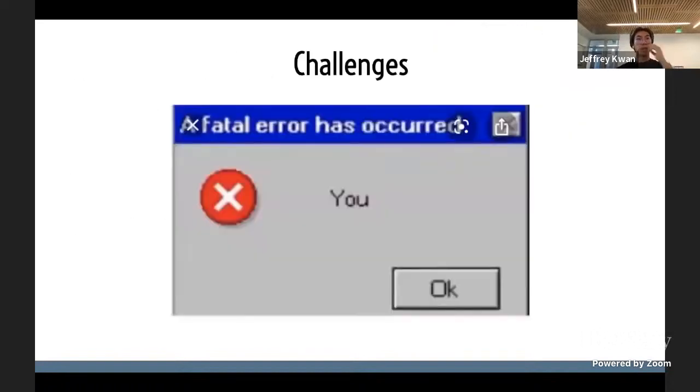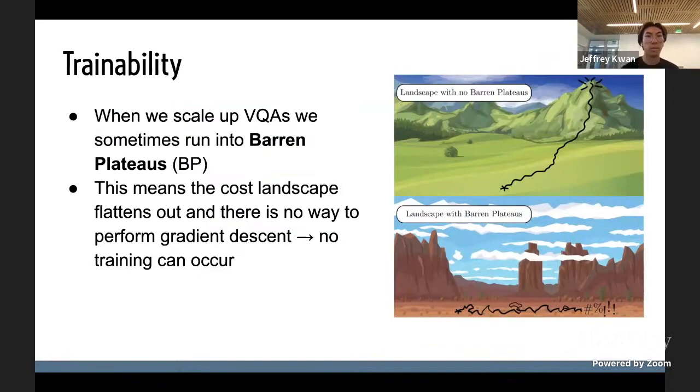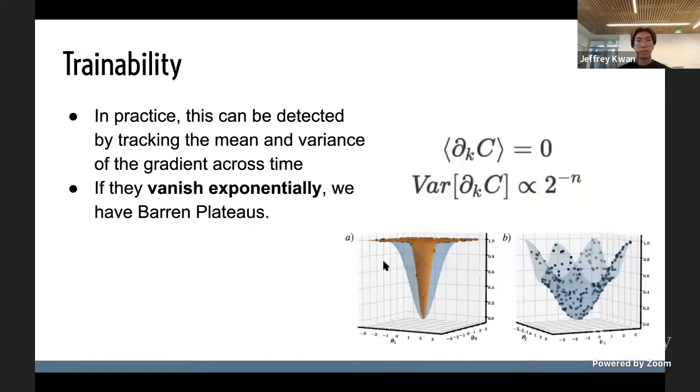So one other challenge I want to mention is something called barren plateaus. This kind of thing happens when you scale up VQAs. You run into a problem where the cost landscape flattens out and you can't perform any gradient descent, which means that no training can occur, and basically you have an algorithm that will never get to the optimal point. In practice, this can be detected by tracking the mean and variance of the gradient. And if they vanish exponentially, then we see this phenomenon of barren plateaus. And I think that this may have an effect on why my accuracy wasn't getting any better.